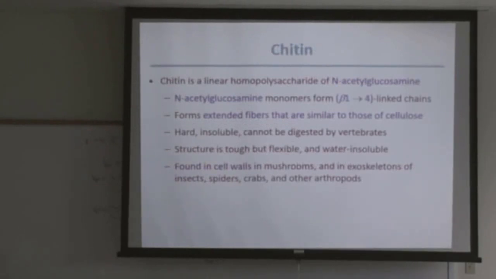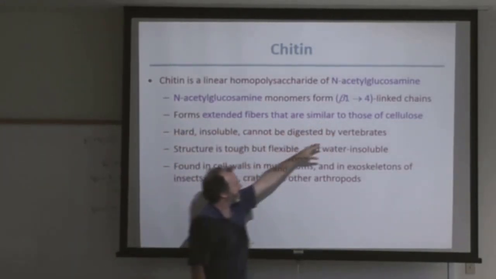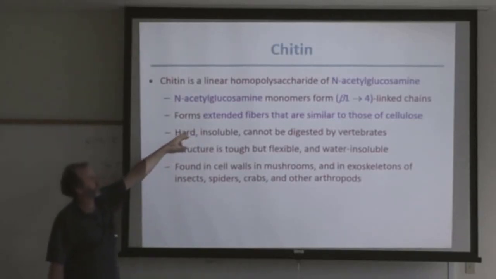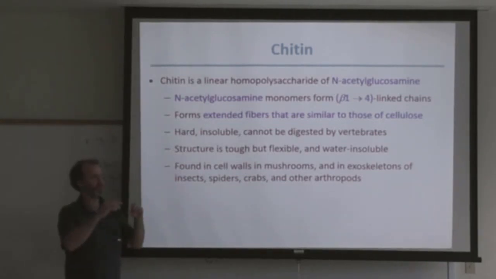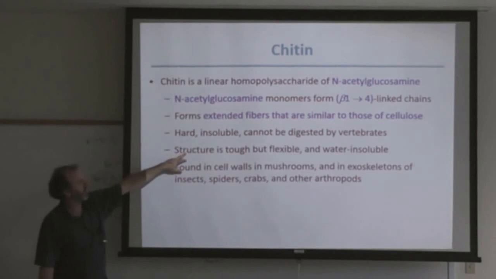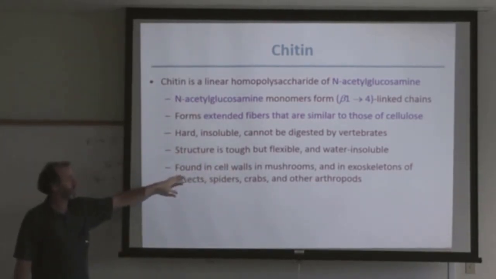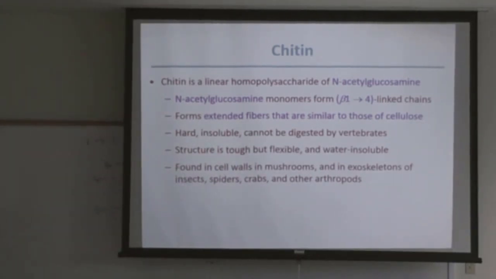Chitin is the linear homopolysaccharide of N-acetylglucosamine. So N-acetylglucosamine monomers form beta 1 to 4 linked chains, and they form extended fibers, which are similar to those in cellulose. But this is chitin. So it's what the shells on insects are made out of, or the shells on crustaceans also. Hard, insoluble, cannot be digested by vertebrates. Structure is tough but flexible and water insoluble. Found in the cell walls of mushrooms and exoskeletons of insects, spiders, crabs, and other arthropods.